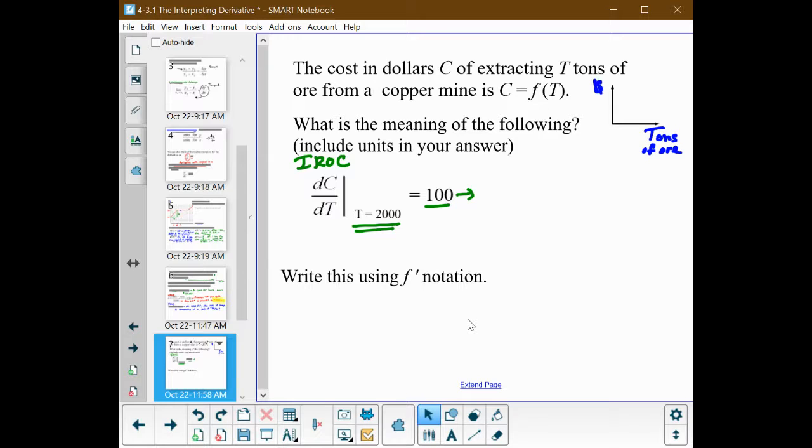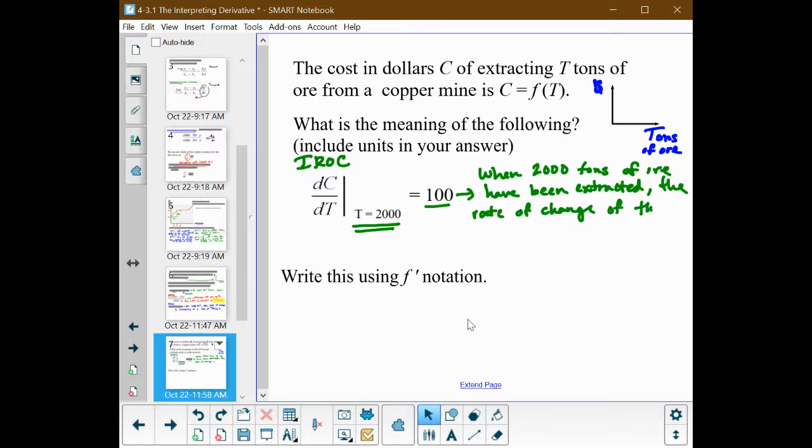So since it's the instantaneous rate of change, I want to be able to articulate this. So when 2,000 tons of ore have been extracted, so specifically at that instantaneous time, what we know then is the rate of change of the cost is increasing, so it's positive, at a rate of $100 per ton.